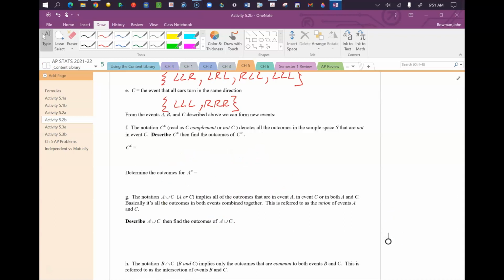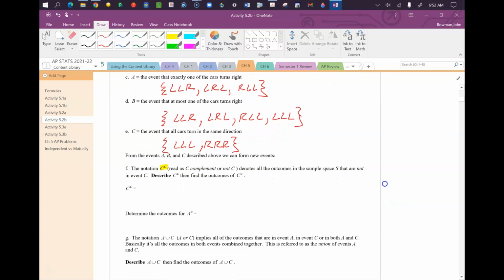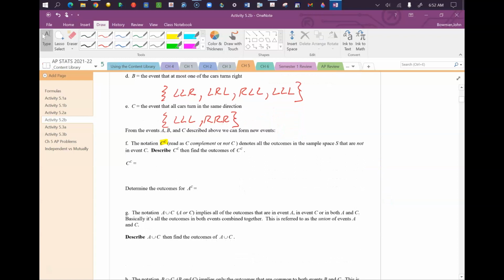Now we're going to introduce a little more vocabulary and notation. If we say C with an exponent of C, that means the complement of C, or not C. So for example, event C defined up above is all cars turn in the same direction. So the complement of that is not all cars turn in the same direction.